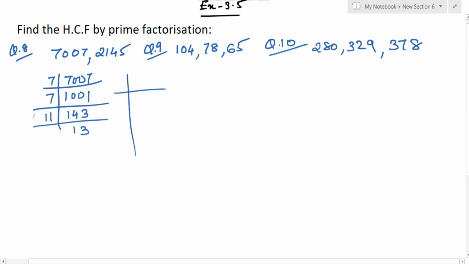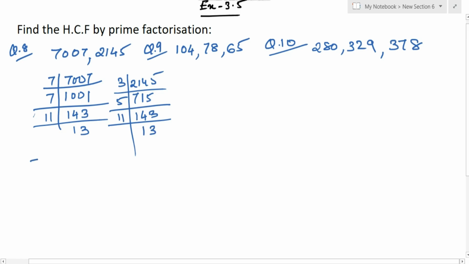Now we will go ahead with 2145. It is divisible by 3. 3 7s are 21, 3 1s are 3, carry forward 1, 3 5s are 15. Then it is divisible by 5. 5 1s are 5, carry forward 2, then 5 4s are 20, 5 3s are 15. Now again 143 is divisible by 11. 11 1s are 11, carry forward 3, 11 3s are 33.